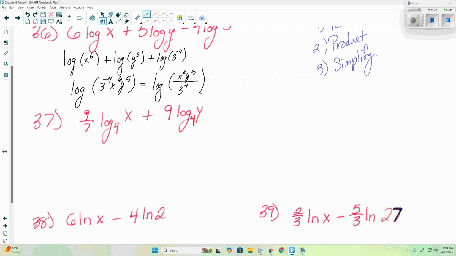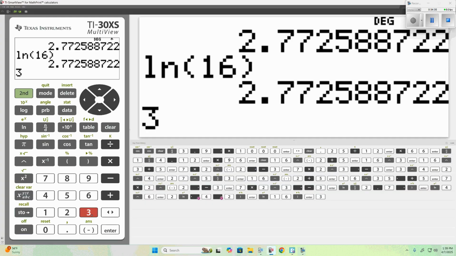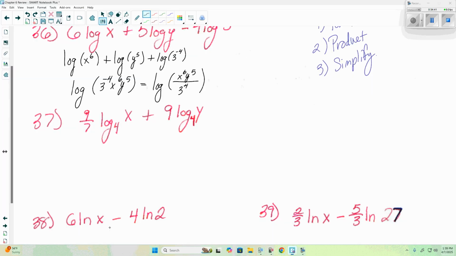Is 3 to the 4th simplifiable? Is 3 to the 4th a nice number? Let's see, 3 to the 4th is 81. So we could say that this is the same as log of x to the 6th, y to the 5th over 81.